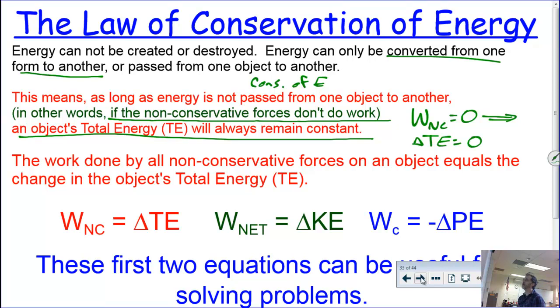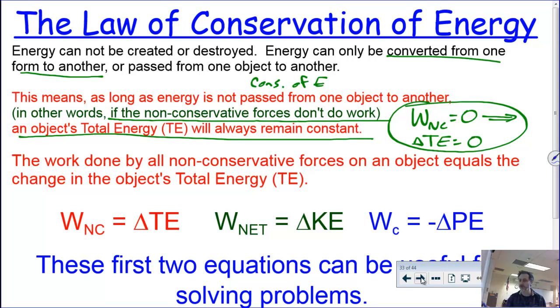So what we did in the last section was this. We looked exclusively at problems in which the work done by non-conservative forces was 0. Normal force, remember, usually doesn't do work because it's usually perpendicular to the motion, and so our total energy stayed constant. There was no change in total energy. Today we're going to learn what happens if the non-conservative forces do work.